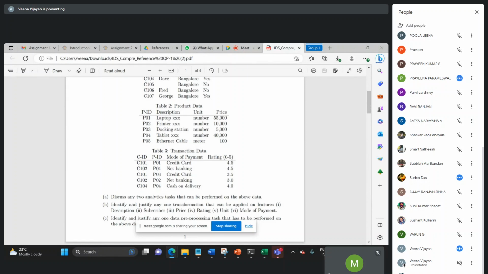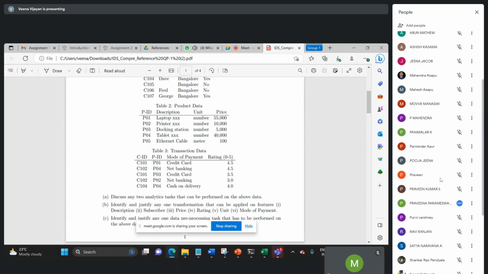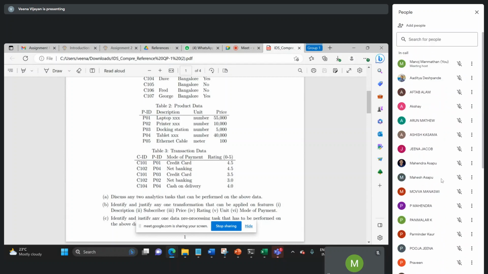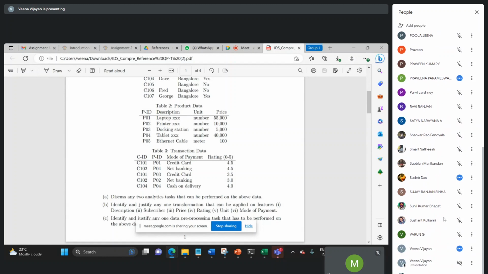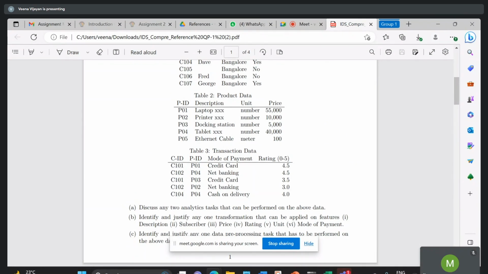Either we can convert it into categorical, like anything less than 3 will be poor, 3 to 4 will be average, something like that, and above 4 will be good. So that level of classification we can do.